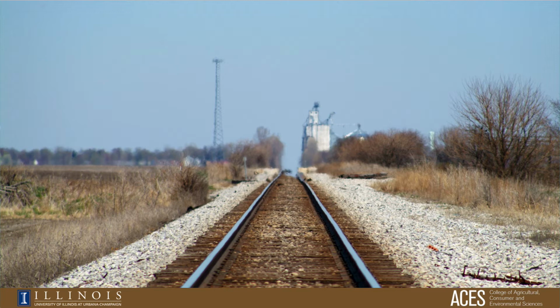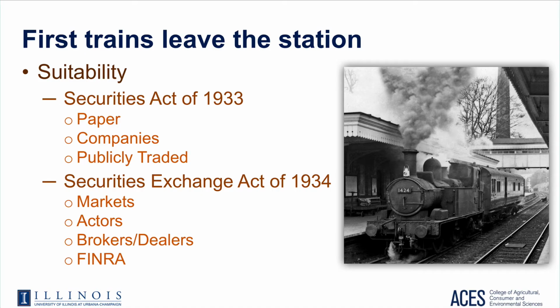So it's the 1930s. Some trains are going to leave the stations. The first trains that leave the stations are suitability trains. You're going to board these trains. We've got the Securities Act of 1933 and the Securities Exchange Act of 1934. The Securities Act of 1933 is all about a company itself that's publicly traded. What are the responsibilities of that company? The company has to be forthright, genuine, and honest, and we have to state actual risks that we face.